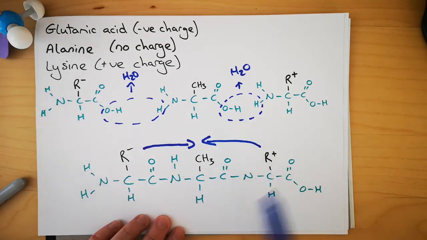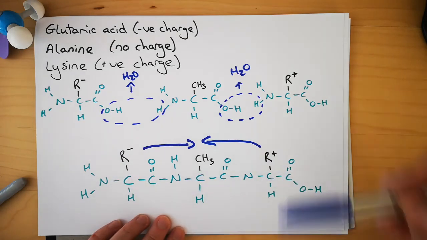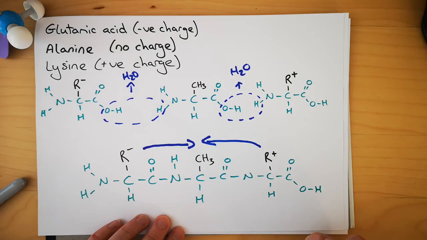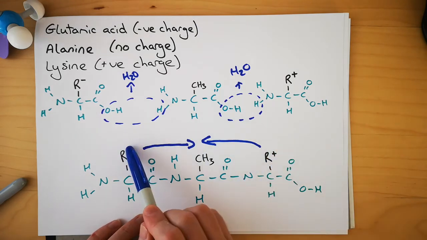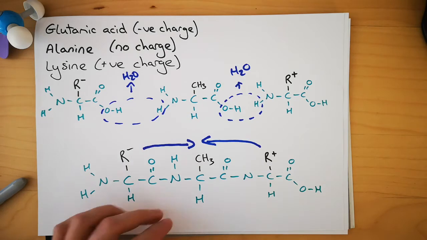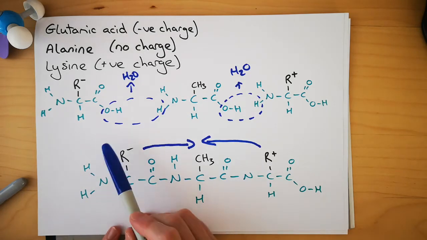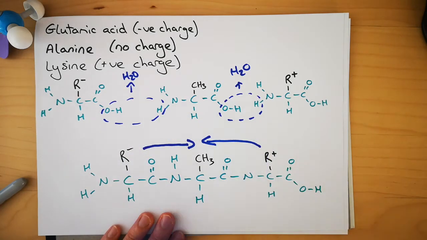The fact that we've got these amino acids in a primary structure, aka this is the sequence that they come in, results in a very specific type of folding due to the R groups having different properties. In this case, a negative charge and a positive charge.